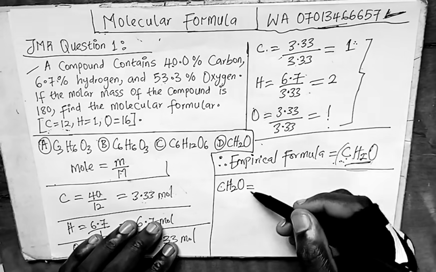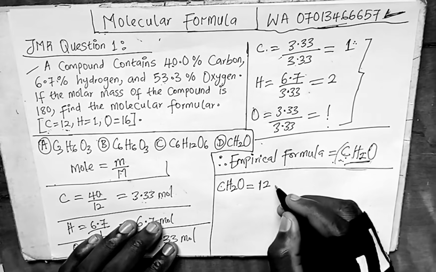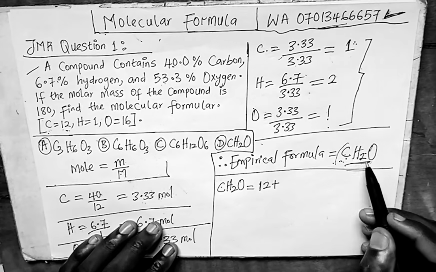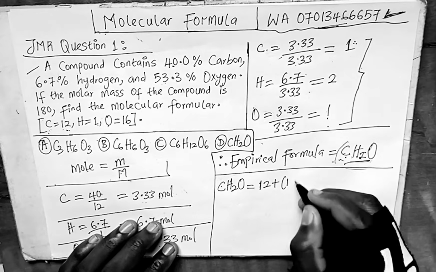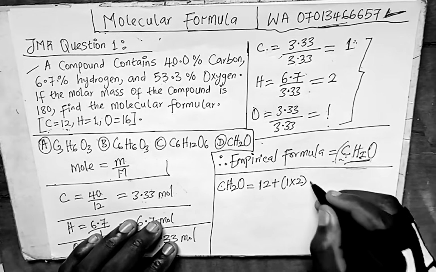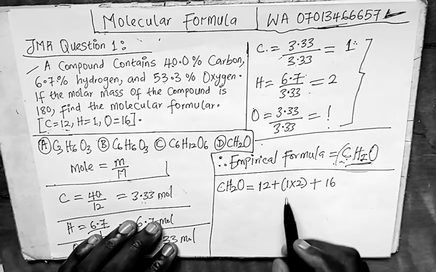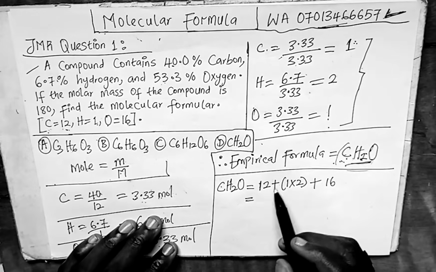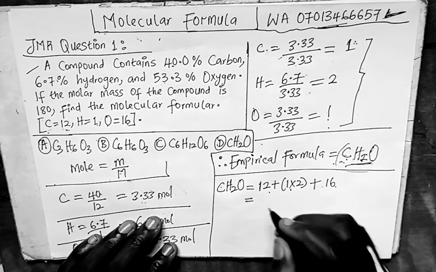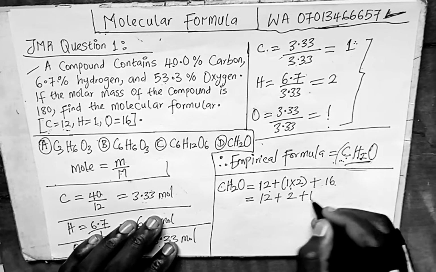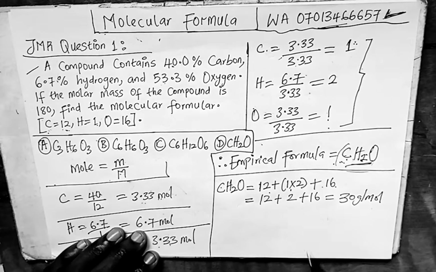CH2O is equal to, we are calculating the mass now. So the mass is equal to 12, the molar mass of C, plus hydrogen. Hydrogen's molar mass is 1, but it has 2 atoms here, so 1 times 2, which is 2, plus the final one, oxygen. Its molar mass is 16. So we simplify: 12 plus 2 plus 16. That will give us 30 grams per mole. So this is the mass of the empirical formula.